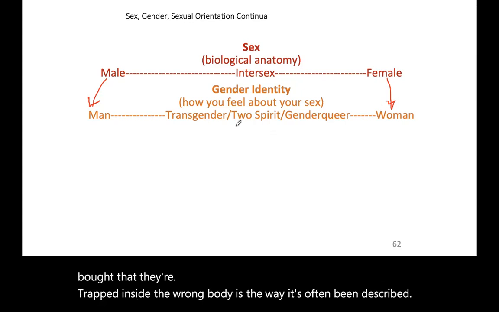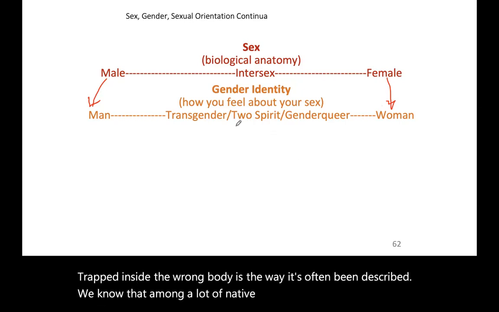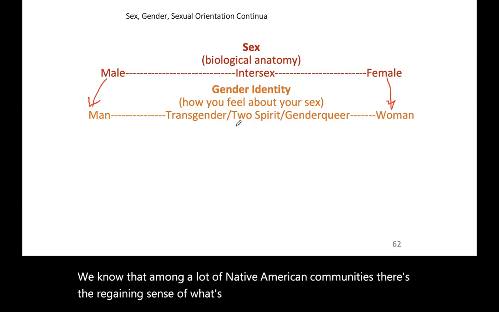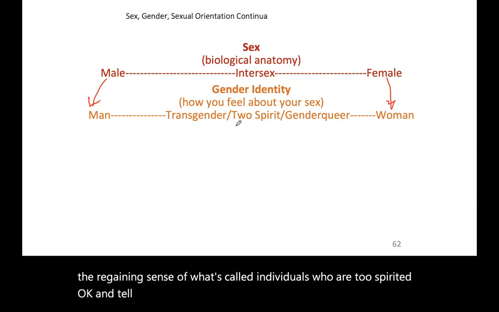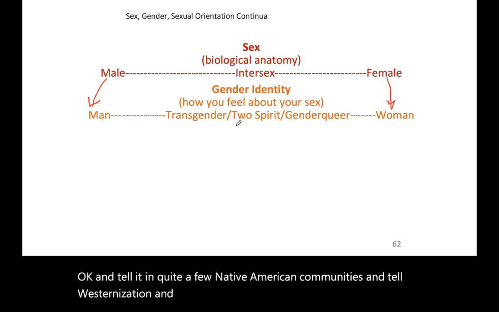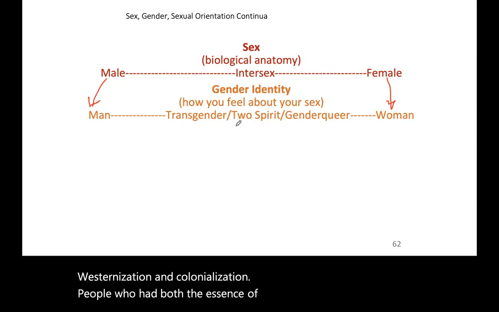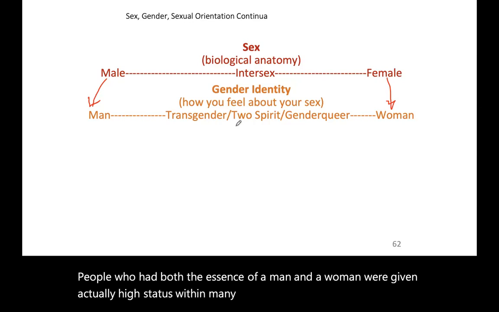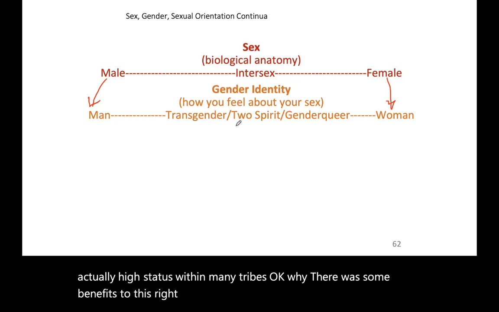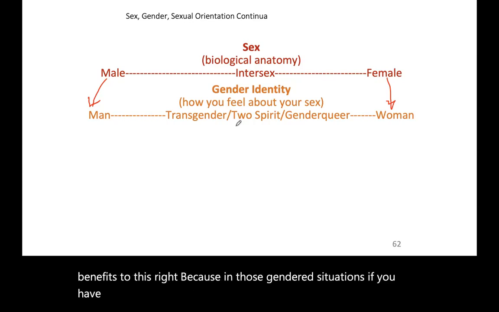We know that among a lot of Native American communities, there's the regaining sense of what's called individuals who are two-spirited. Okay. Until Westernization and colonialization, in quite a few Native American communities, people who had both the essence of a man and a woman were given actually high status within many tribes. Okay, why? Well, there were some benefits to this, right? Because in those gendered situations, if you have a person who's very masculine as well as female, they could do a lot of carrying around of stuff.